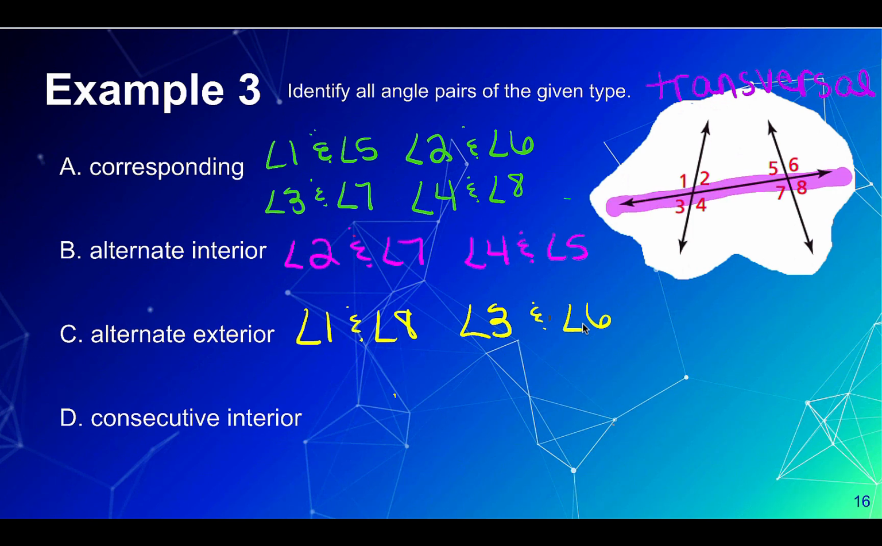transversal, we have consecutive interior. We're looking in between our two lines. Consecutive means they're on the same side. So we have angle 2 and angle 5. Consecutive, same side of the transversal. In between, consecutive interior. Same side of the transversal. In between the lines, angle 4 and angle 7.